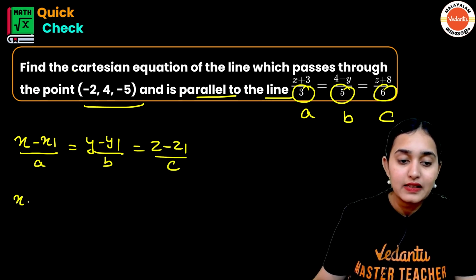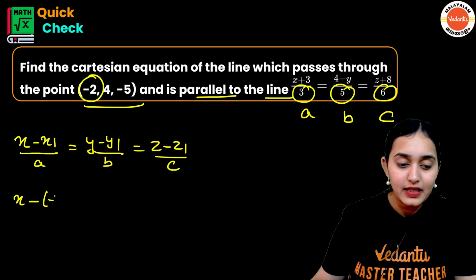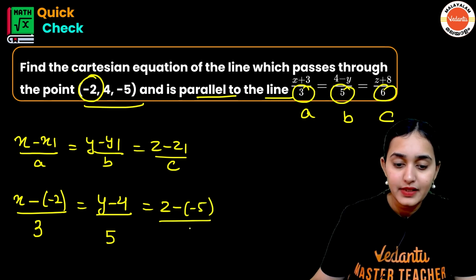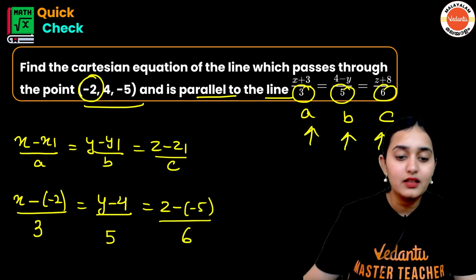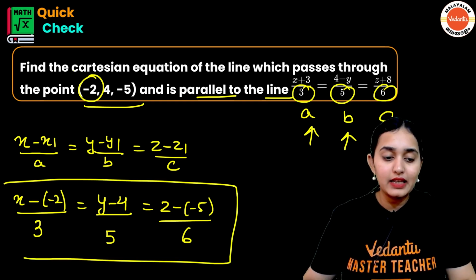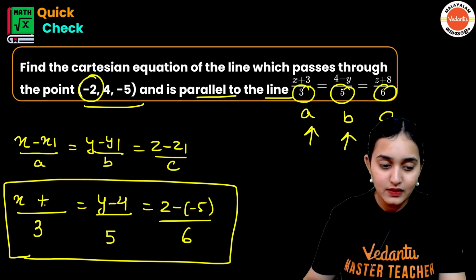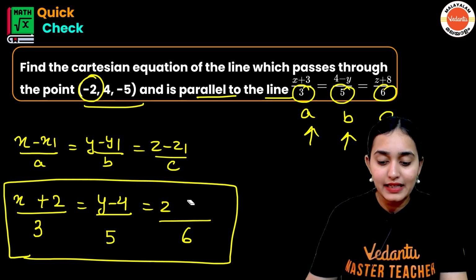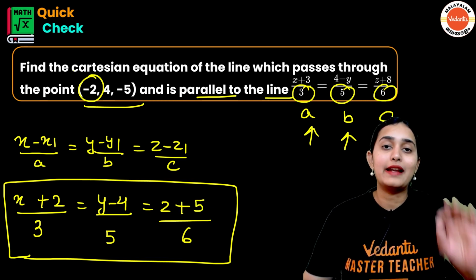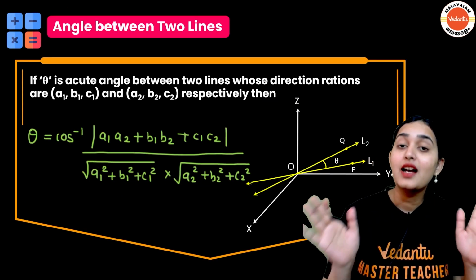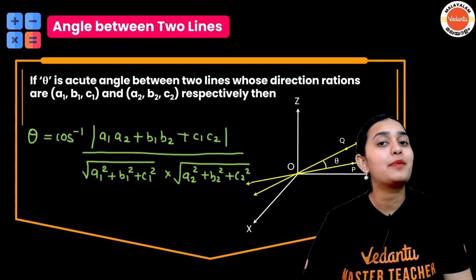So here x minus, what is x1? x minus minus 2 upon 3, y minus 4 upon 5, z minus minus 5 upon 6. Right? This is A, B, C. That's it. This is the equation of the line. You can also write it as x plus 2, similarly z plus 5. You can also write it like this. That's it, nothing else. Okay, understood everybody? Equation of line is also asked in the question paper, so you should know.